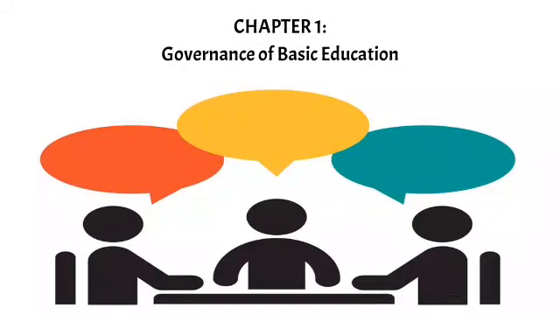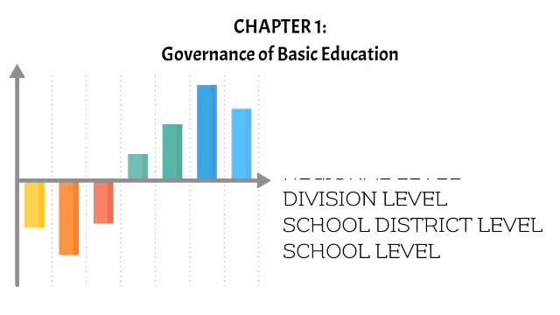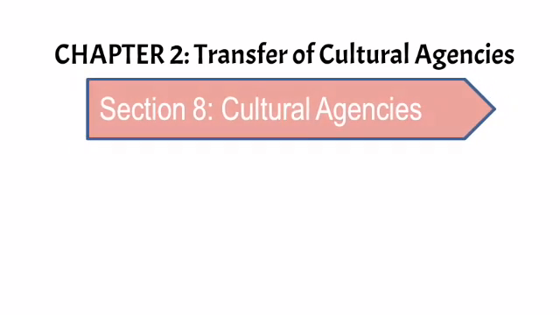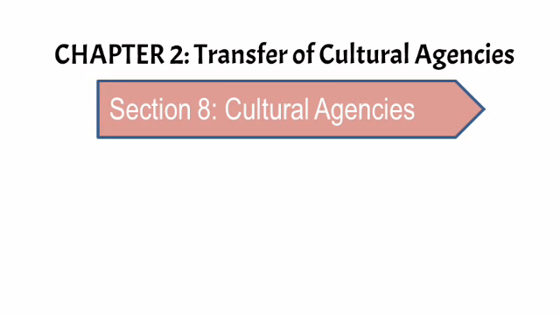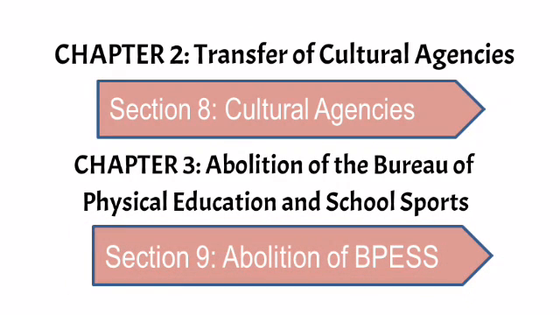In Chapter 1, Governance of Basic Education, we will talk about the principle of shared governance: the governance, powers, duties, and functions of every personnel on different levels. We have the school level, school district level, division level, regional level, and the national level. In Chapter 2, Transfer of Cultural Agencies, Section 8, Cultural Agencies. Chapter 3, Abolition of Bureau of Physical Education and School Sports, Section 9, Abolition of BPESS.